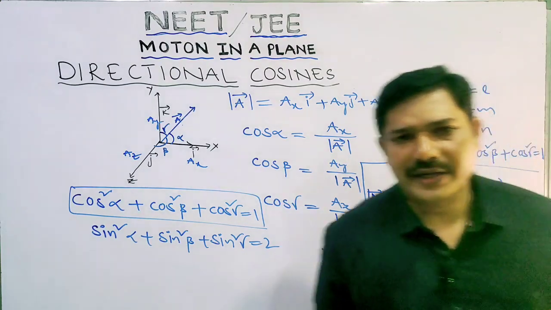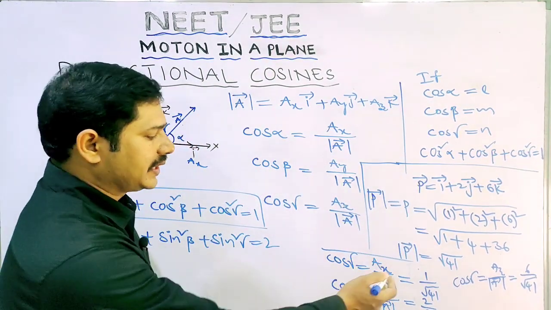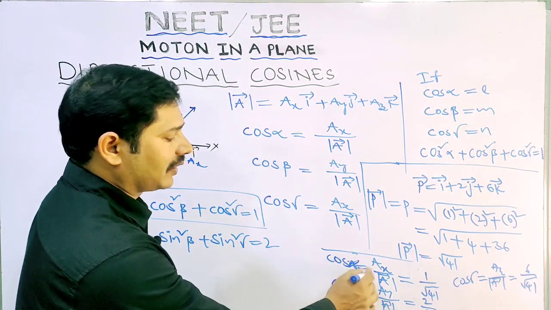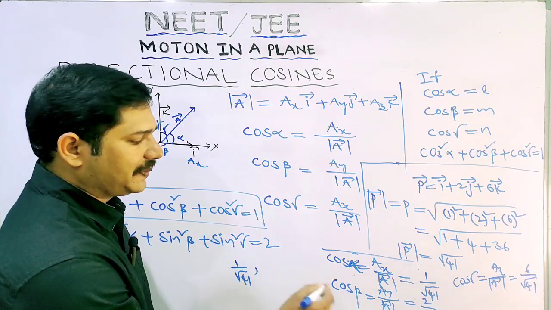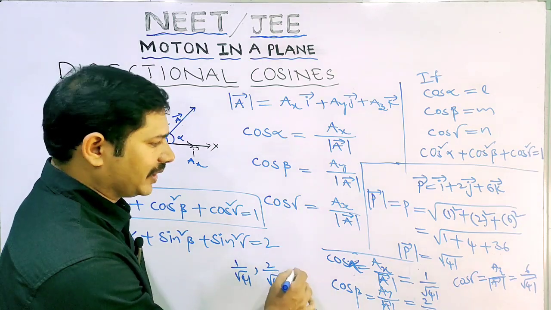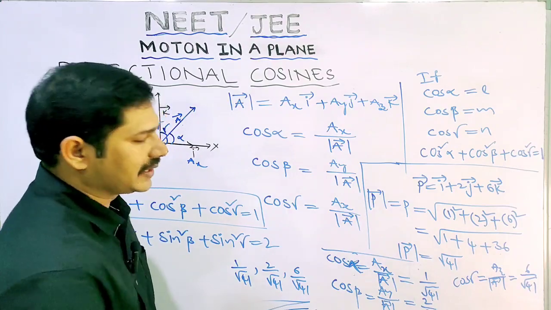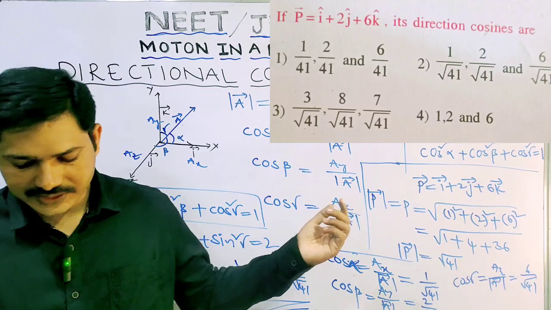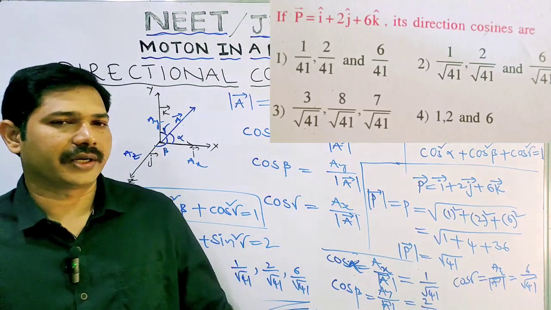So therefore we can say that the directional cosines are, what are the directional cosines? First, cos alpha, how much we got? Cos alpha 1 by root 41, comma, cos beta how much we got? 2 by root 41, and cos gamma how much? 6 by root 41. So these are the directional cosines of the given vector form. Okay, so which option is correct? The second option is the correct answer.